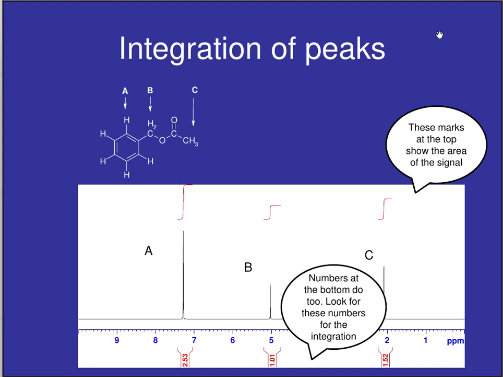And the second thing we need to look at beyond simply chemical shift is the integration of signals. So please always look at the bottom of the spectrum for these numbers. You'll see they're written in red here. These numbers here are the areas of the signals, and those areas are really important. They tell us how many protons, how many hydrogen nuclei are giving rise to each particular signal.